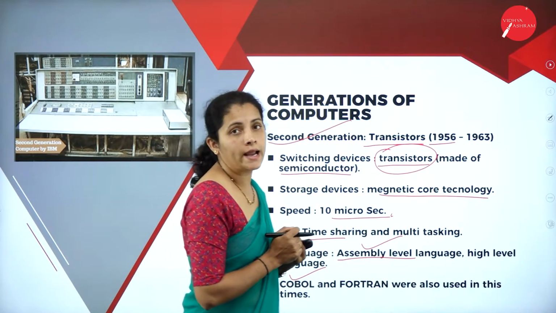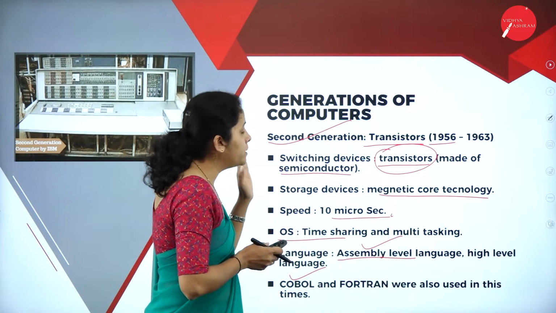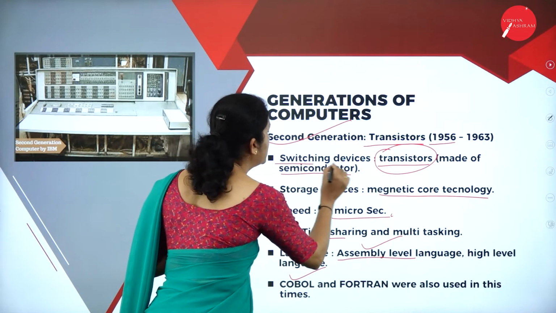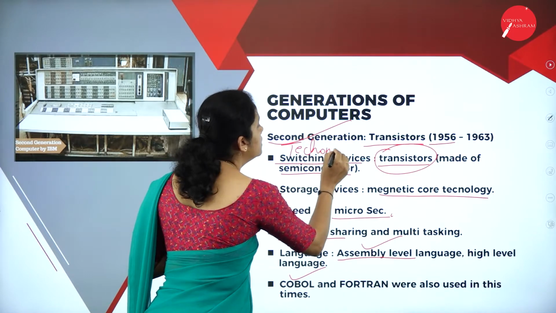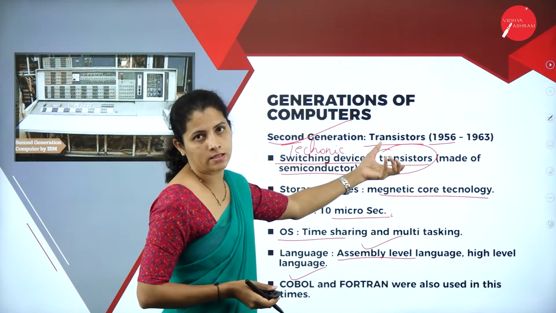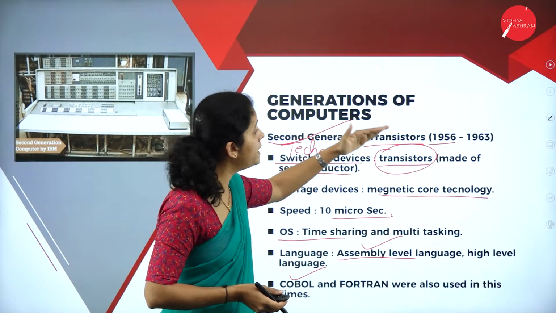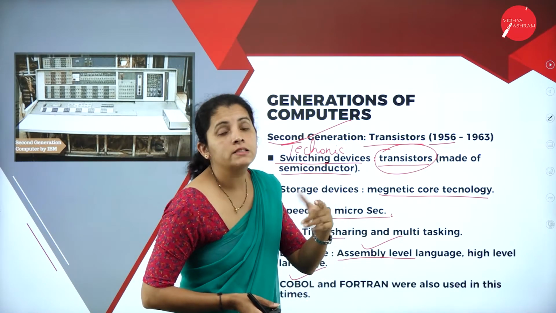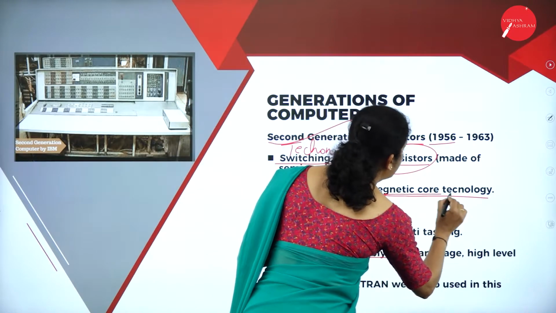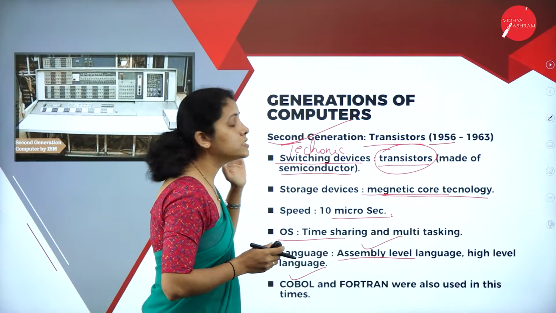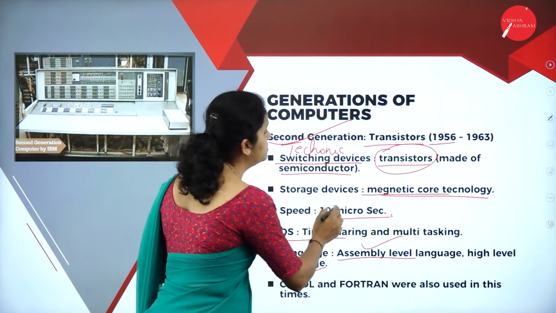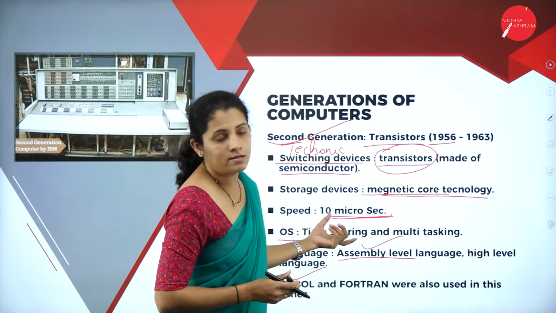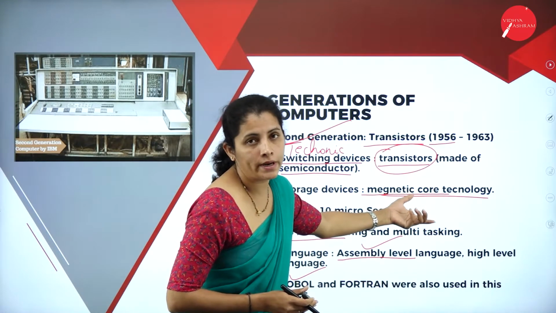So dear student, while writing the answer for this, you want to remember what switching device was used here. Switching device is nothing but the technology. So the technology they used here is nothing but the transistor. Here the transistors are made by using semiconductor. And what type of memory devices were they using? That is nothing but the magnetic core technology. And the speed of the computers is measured in terms of microseconds, and they were using time sharing operating system as well as multitasking operating system.